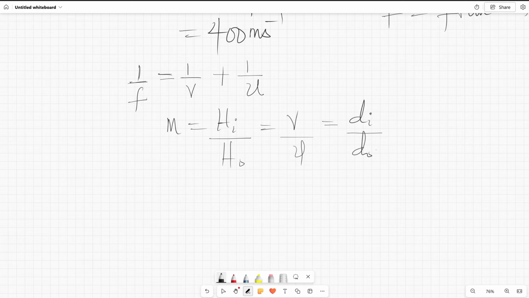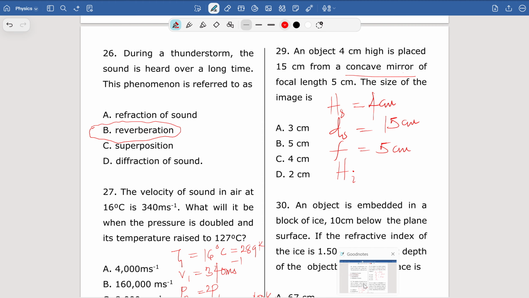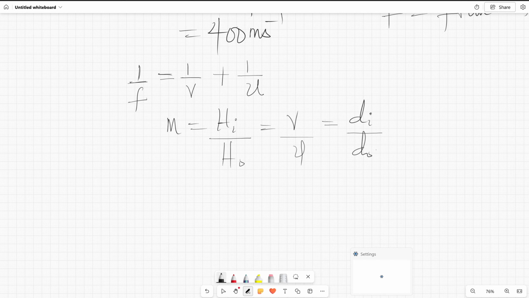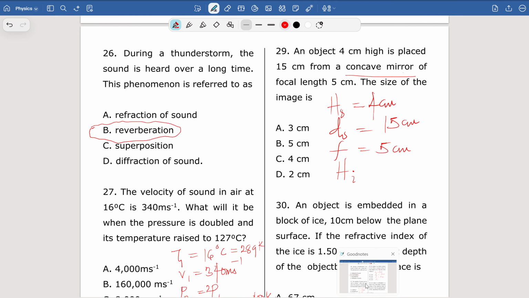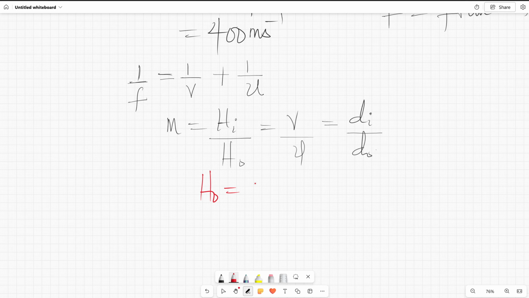So let's look at what we're given in the question again. So height of object 4, distance of object 15, F is 5 centimeters. So you want to look for a way of how you can get this height of image. So from here, height of image can easily be gotten from magnification. That is, if you are able to solve for magnification, already you know your height of object, right? So let me just write them out here. Height of object was given to be 4 centimeters.